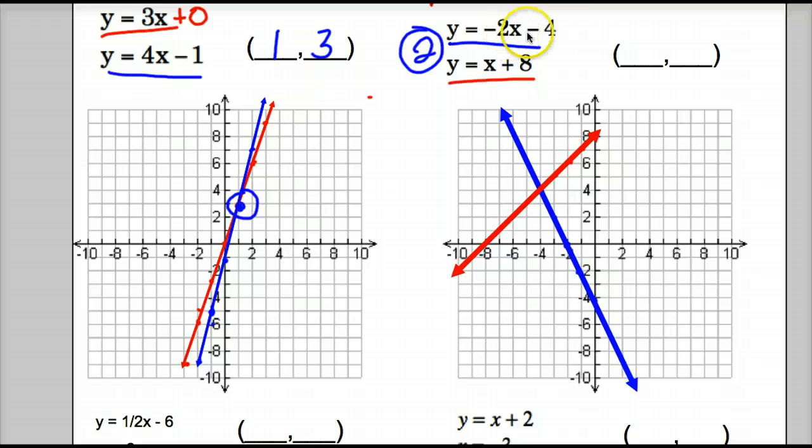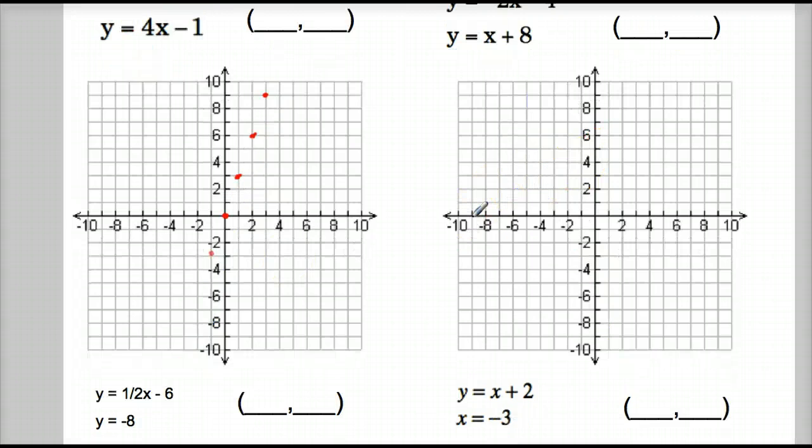Okay, so y equals 2x minus 4 should look something like this blue line here, and y equals x plus 8 should look something like this red line right here. These two linear equations cross or intersect right at this point right here, and that is the solution to their system. So what is that point? That is -4, 4. So in these little blanks we want to write -4, 4.